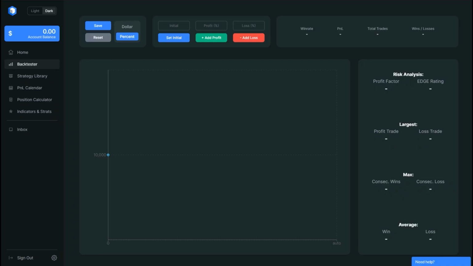I found 100 setups that matched the strategy and backtested these with the app Trader Edge that I can highly recommend for backtesting strategies. For the initial account size I used 10k.